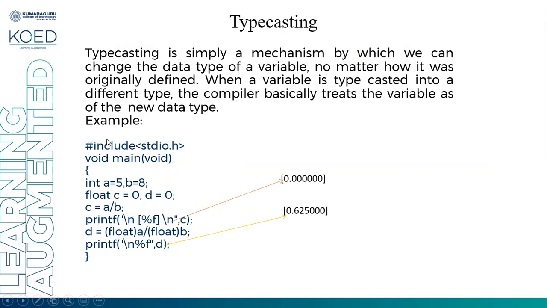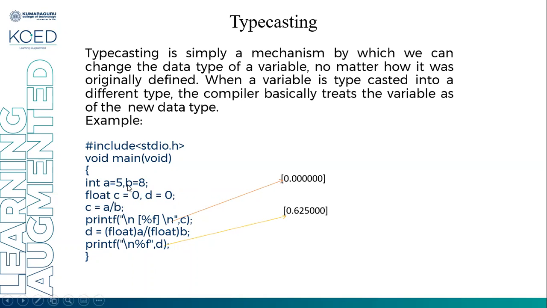We have a program with #include <stdio.h>. I'm including the header file, void main. We declare two integer variables, a equal to 5 and b equal to 8, and two float variables, c equal to 0 and d equal to 0. I'm performing the operation c equal to a by b. Since a and b are integer variables, a by b will result in 0.